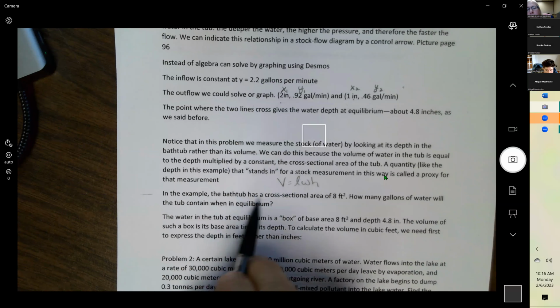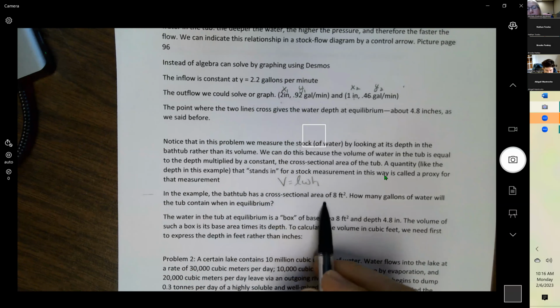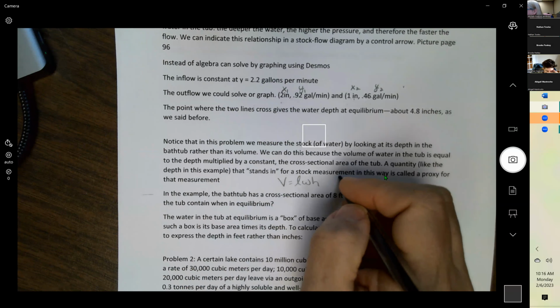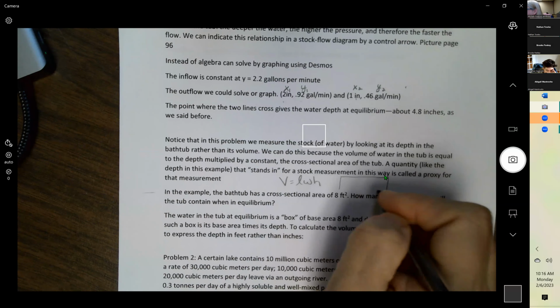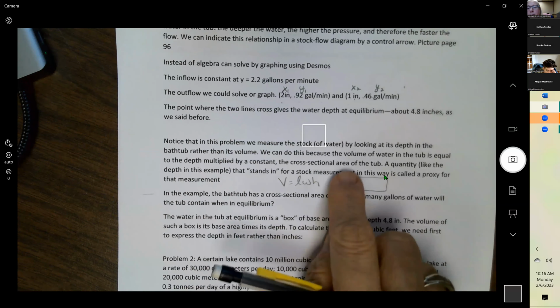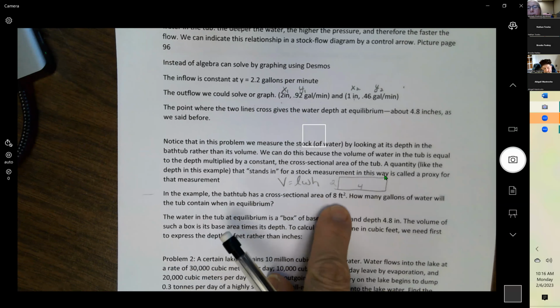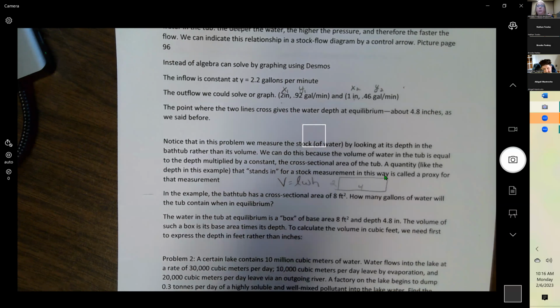So they're saying that length times width, or the cross-sectional area of a bathtub, is 8 feet squared. So maybe it's 2 by 4. So then this area is 8 feet squared. Then if you multiply by your height, that tells you how much volume you have or how much water's in there. Any questions on that?